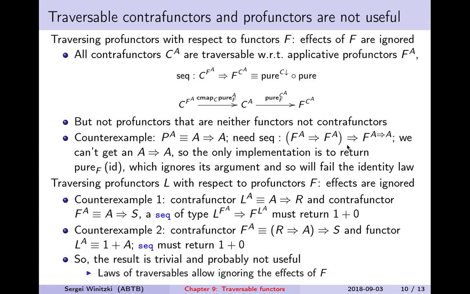And finally, let's try to traverse profunctors with respect to profunctors. And we find again that the only way to do that is to ignore all effects. And here are two examples. So consider this contrafunctor and this contrafunctor. Now, if it's applicative, it means that S is a monoid. And so the only way to implement this type is to return an empty value of F on the right, ignoring LFA.